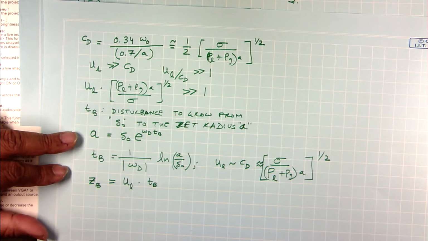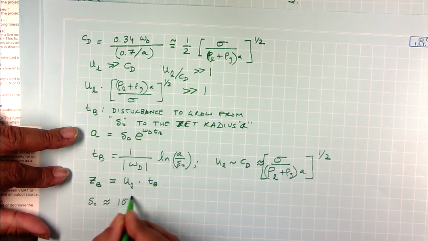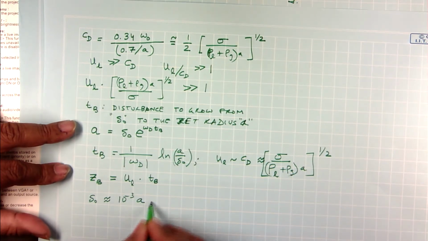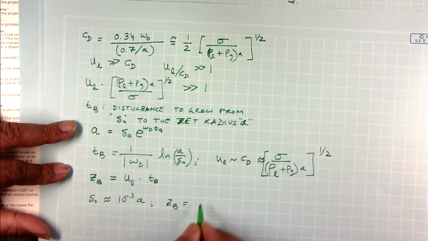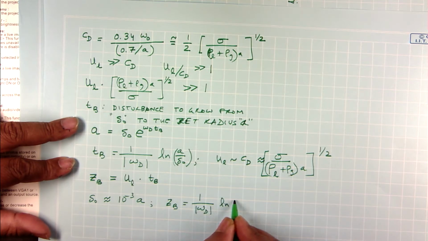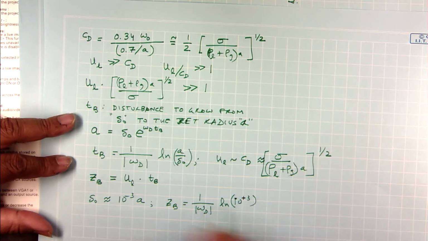Let us assume that the initial magnitude of the delta is very small. Let us say it is 1000 times smaller than the jet radius. So if to begin with my delta naught is about 10 to the power minus 3 times A, then my ZB will become equal to 1 by omega d times log of 10 to the power plus 3 essentially, because delta naught is in the denominator.